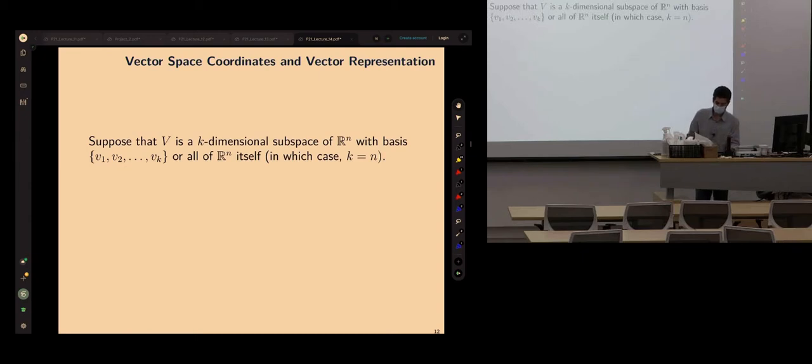Now, what is a coordinate? We want to talk about vector space coordinates and their representation. Suppose V is a k-dimensional subspace of R^n with basis v1 to vk. Or you could also consider all of R^n. That's the biggest subspace, k equals n.